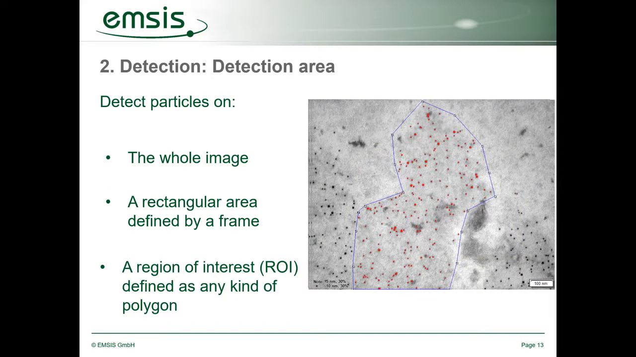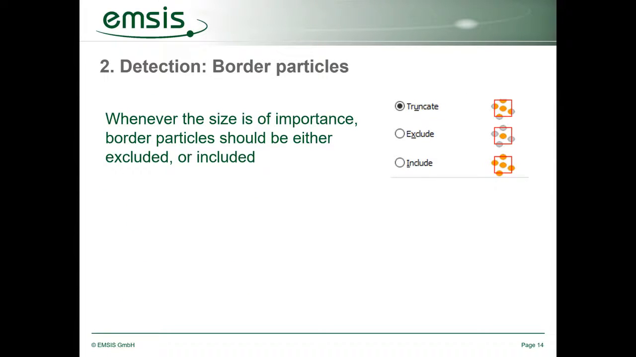But it can also be more complex. You can also use a drawing of any kind of a polygon to have an irregular shaped area of interest and to limit your detection process just to this area. This is all defined before you start your detection.